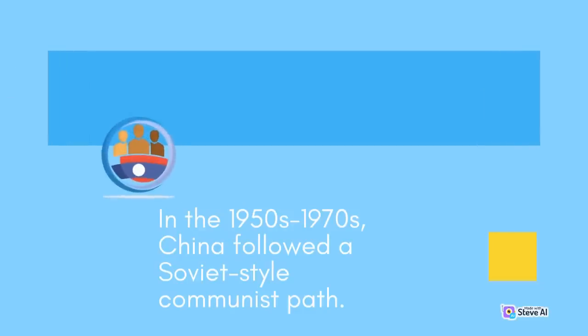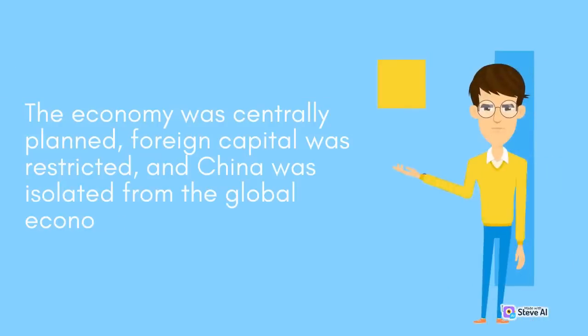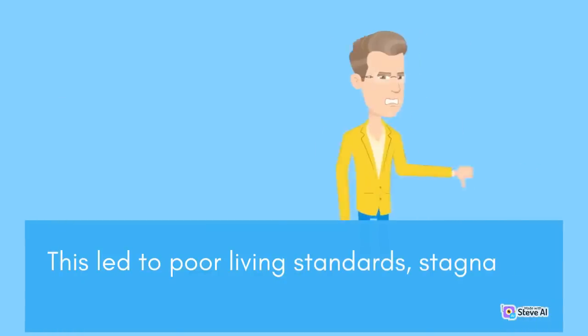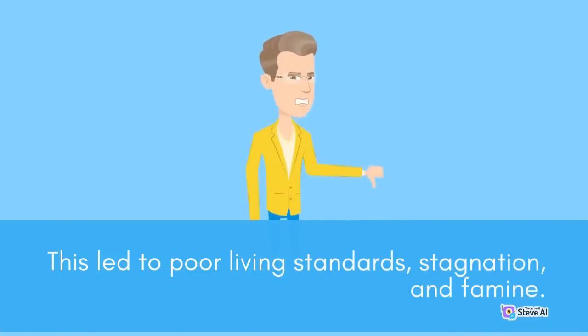In the 1950s-1970s, China followed a Soviet-style communist path. The economy was centrally planned, foreign capital was restricted, and China was isolated from the global economy. This led to poor living standards, stagnation, and famine.